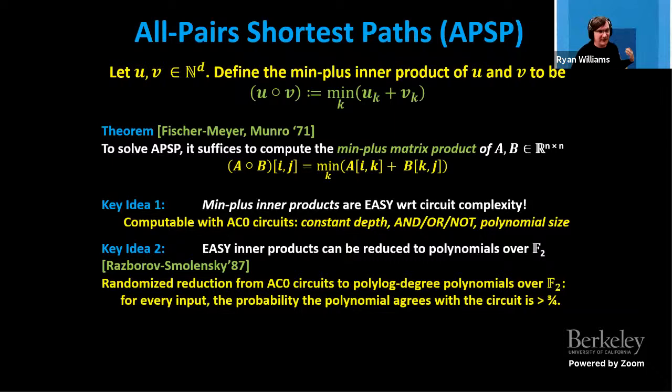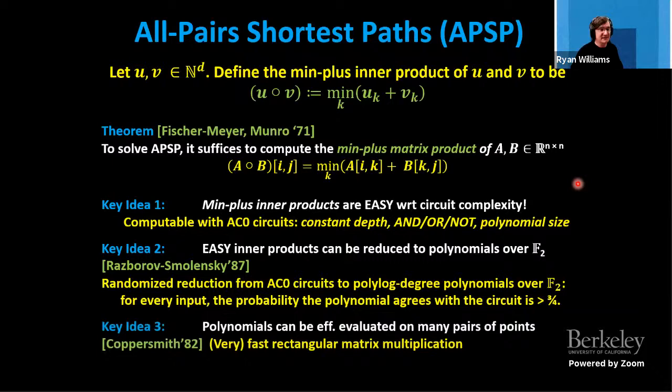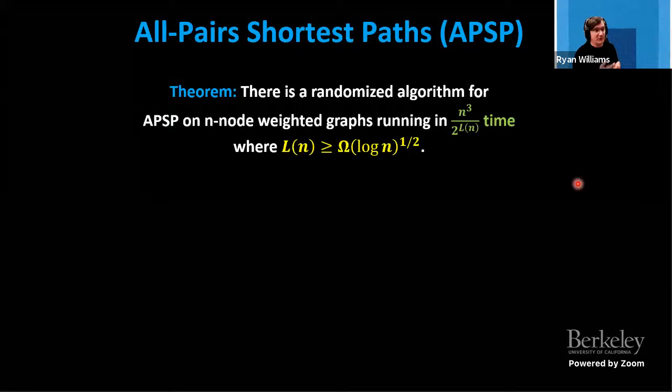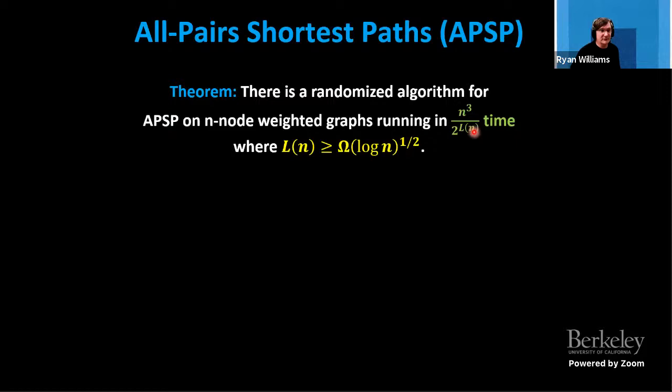And then finally, once I've reduced this min plus inner product to evaluating a certain polynomial over a bunch of assignments, we can use things like FFT, and rectangular matrix multiplication, to evaluate these polynomials fast. And the upshot is that we get, and now it's been made deterministic, an algorithm for all pairs shortest paths that runs in n cubed over 2 to the square root of log n time. Right, n cubed is what Floyd-Warshall gets you, and this is a decisive improvement over n cubed running time.